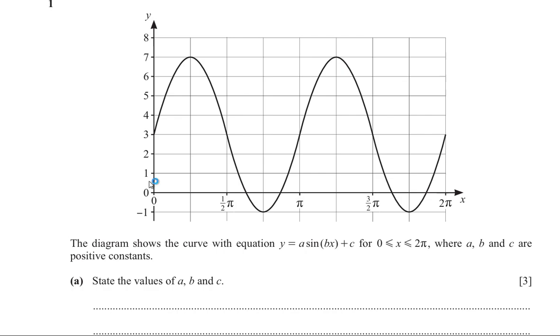November. So let's solve it. So here it says the diagram shows a curve with the equation this, and it has a range, and there are a, b, c, the three constants. So it says state the value of a, b, and c.